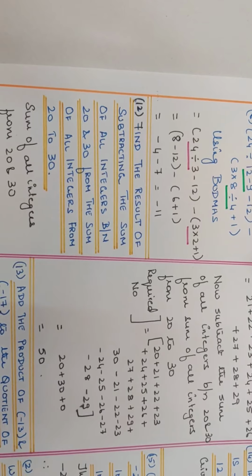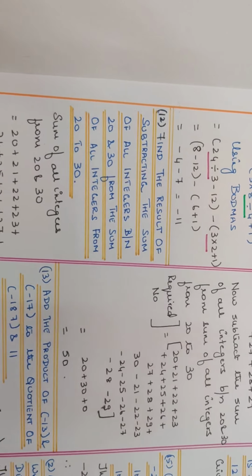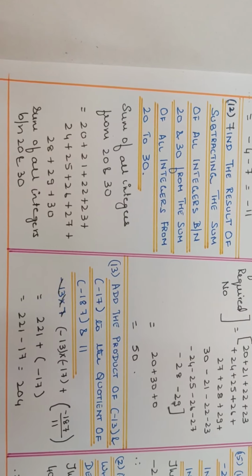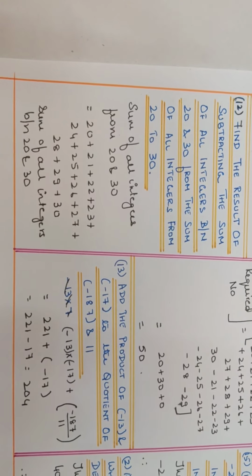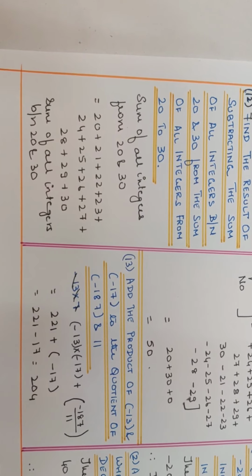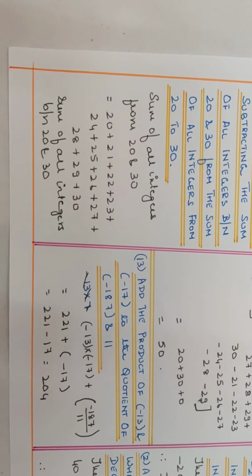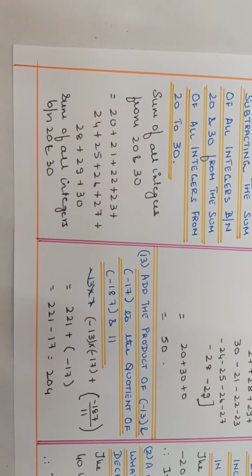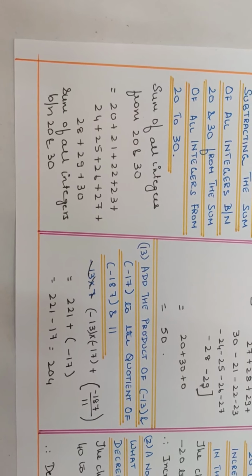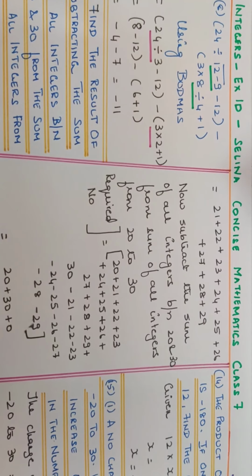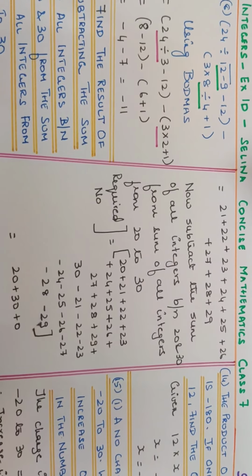So again, this was nothing but just following the concepts of BODMAS and you will be able to get the answer. Find the result of subtracting the sum of all integers between 20 and 30 from the sum of all integers from 20 to 30. Sum of all integers from 20 to 30, you had 20 plus 21 plus 22 plus up till 28 plus 29 plus 30. Sum of all integers between 20 and 30, you will have to ignore the 20 and 30. So you start 21 plus 22 plus 23 plus 24 plus up to 28 plus 29.